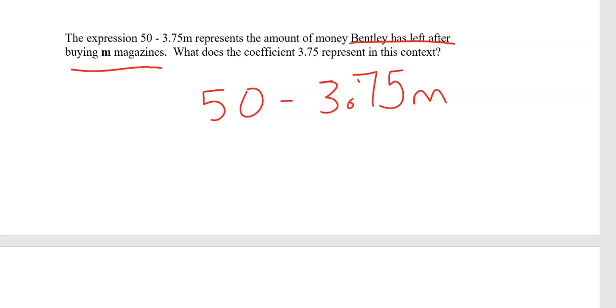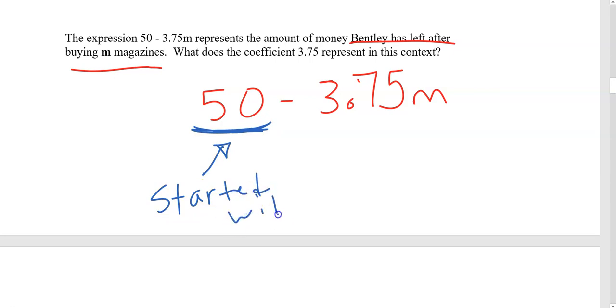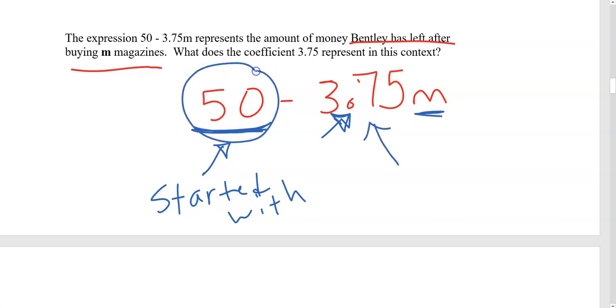So 50, obviously if you're going to buy something, you have to have money. This would be, and most of you got this right, what he started with. That's how much money he has. He's got $50, and they don't tell you that. You have to figure it out because they're taking away from what he has to buy something. If you're buying something, you're spending money, so he's losing $3.75 for every magazine that he buys. So if they're asking for the 50, the constant, it's what he started with. It's the money that he started with.